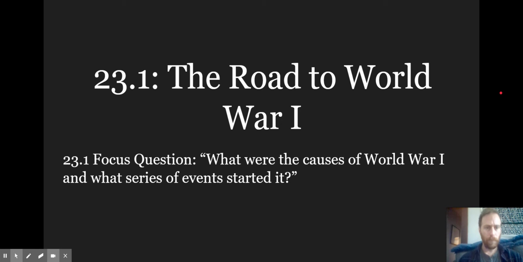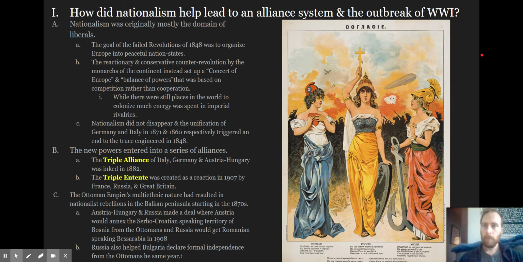The focus question for this section is, what were the causes of World War I, and what series of events started it? I'm asking you, what are the isms, basically? What are the ideas and the events in history that happened beforehand? And what specific series of events? So this is the assassination of the Archduke, etc. So again, the ideas, specific events. So that is the question here on the first slide.